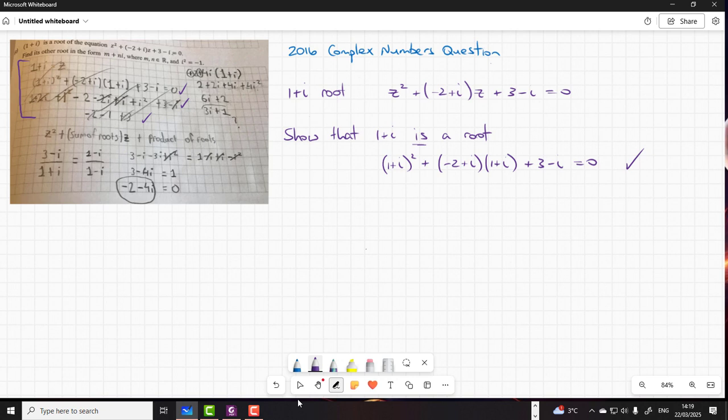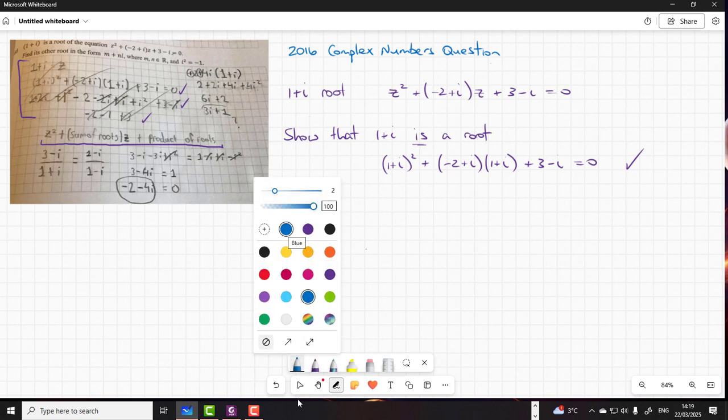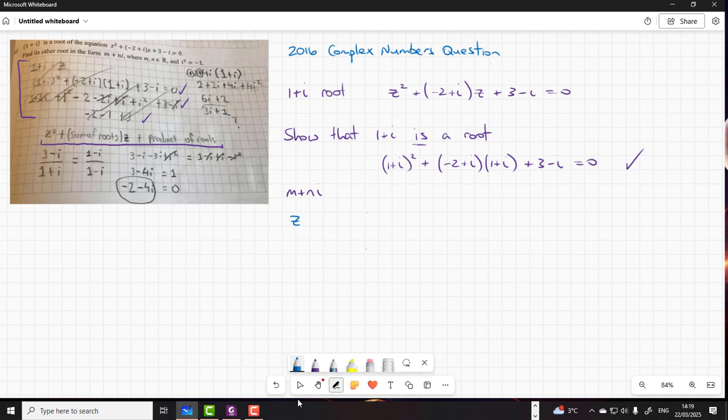But it doesn't help us find the other root, which we're calling m plus ni. So how will we go about finding this other root? Well, let's see what was done next, because again, I don't mind this, there's a lot of this that is right. If you want to form a quadratic equation, what you do is you use this formula: z squared minus the sum of the roots times z plus the product of the roots.